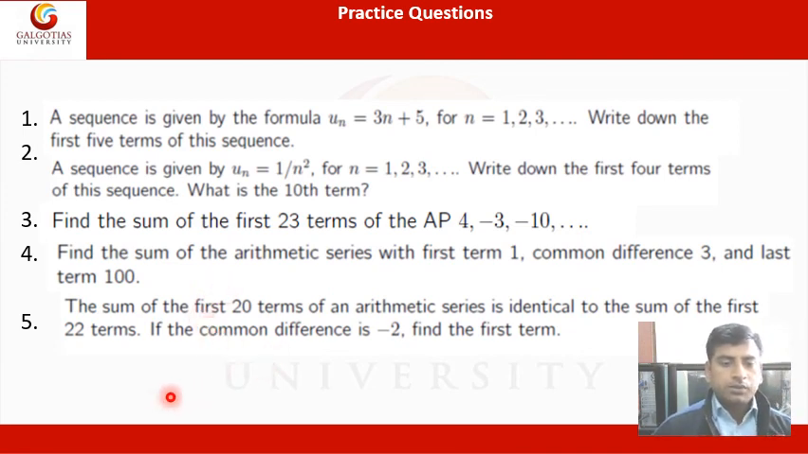Fifth question, the sum of the first 20 terms of an arithmetic series is identical to the sum of the first 22 terms. If the common difference is minus 2, find the first term.